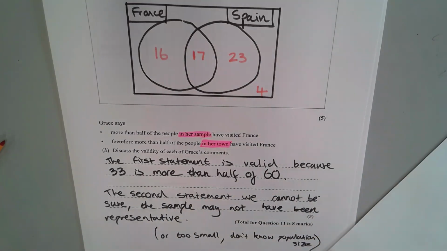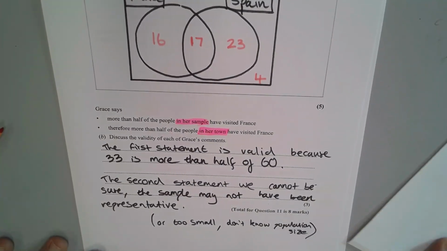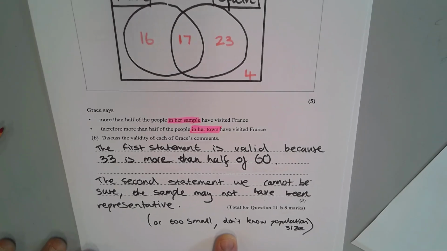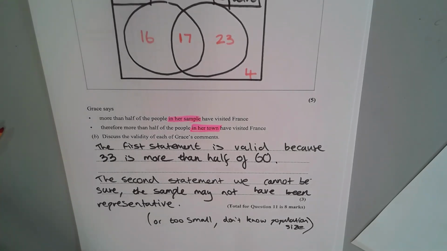What else could we potentially say? Well, we could say that this sample of 60 is maybe too small. In fact, we don't know the population size here in this town. So we don't know the share of 60 from the town that this represents.